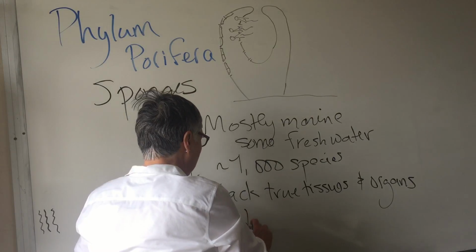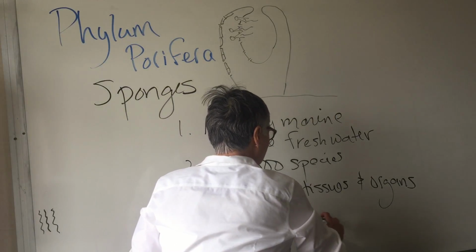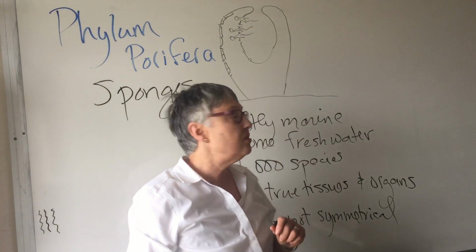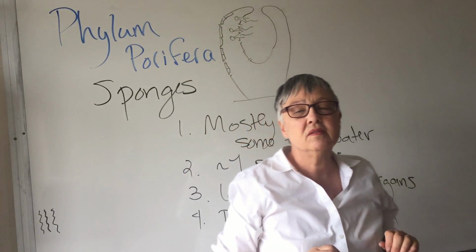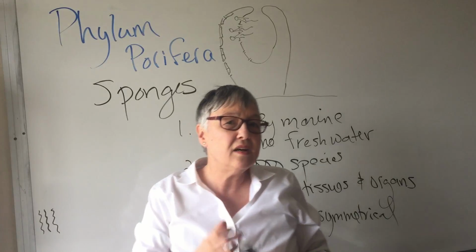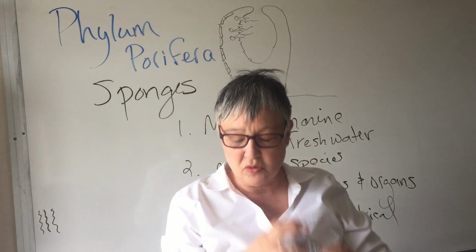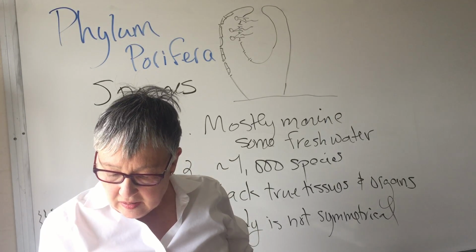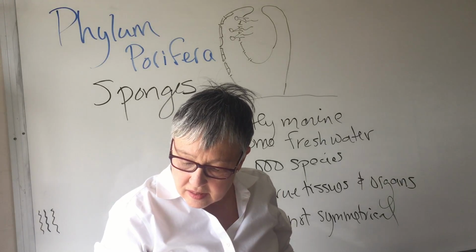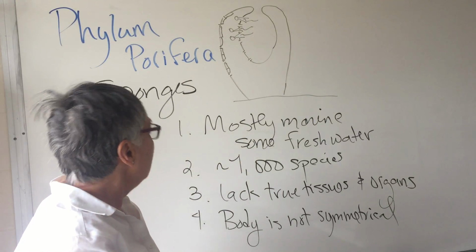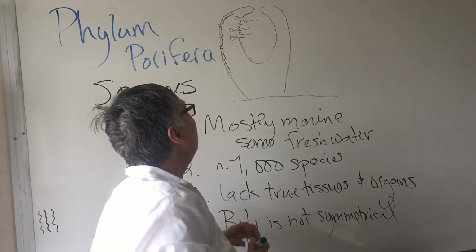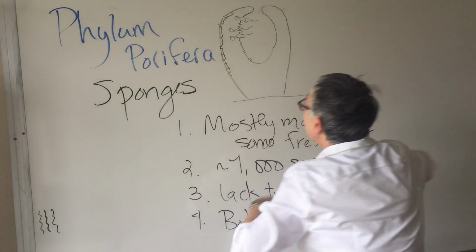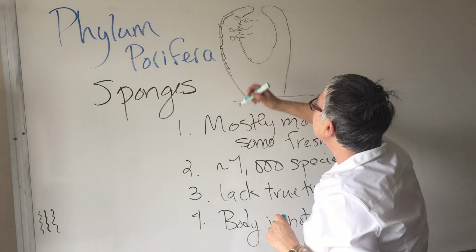Their body is not symmetrical, or in some cases it's not symmetrical, although the diagram that I've drawn up here appears to be symmetrical, but many of the species do not have a symmetrical body. They're kind of free-form structures. They have, as I mentioned, a simple body plan that looks something like this.